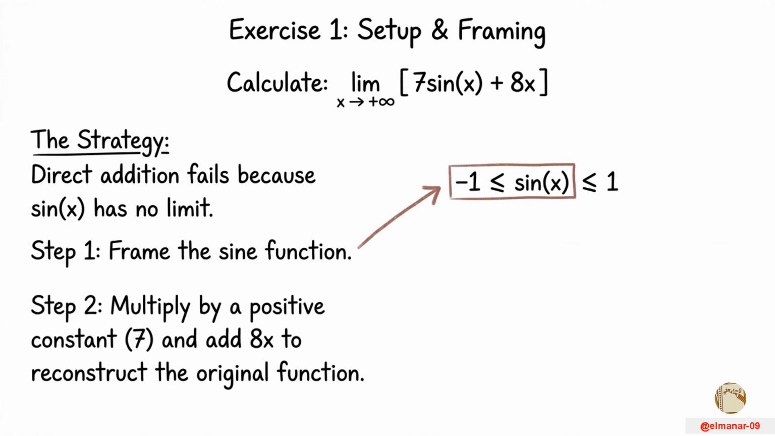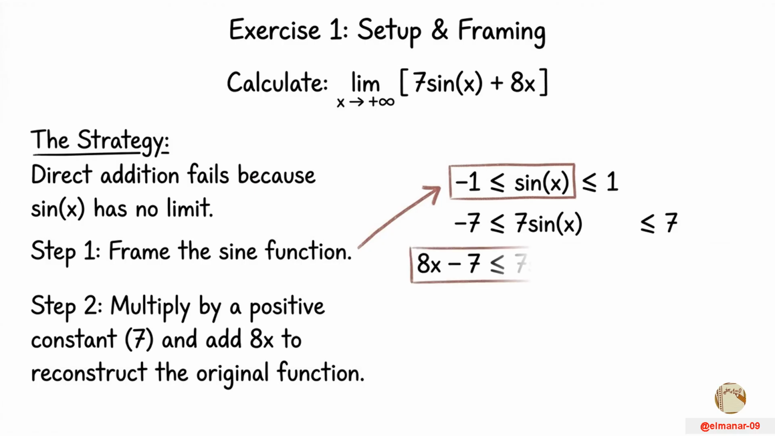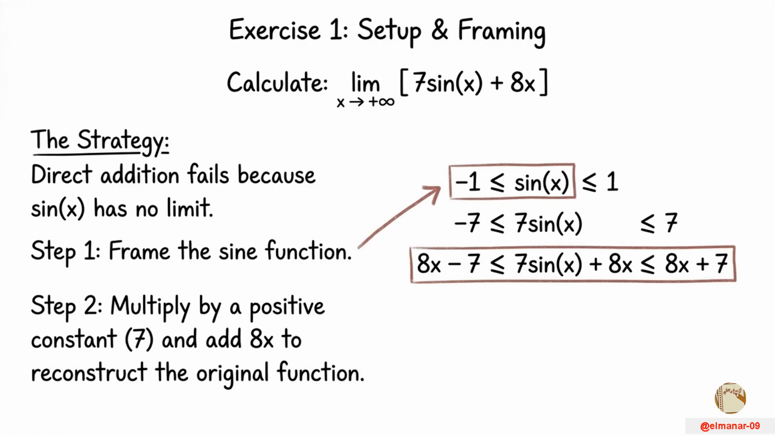Simple, right? Now, step 2, build. We want our middle term to look like the original function. First, we multiply everything by 7. That gives us -7 is less than or equal to 7 sine of x, which is less than or equal to 7. Next, we add 8x to all 3 parts. Now we have our function sandwiched between 8x minus 7 and 8x plus 7. We've successfully framed our target.